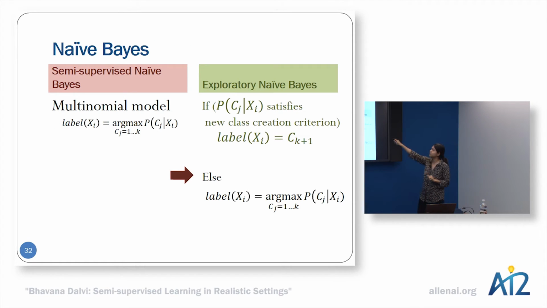For the semi-supervised naive Bayes, it's assuming a multinomial model and picking that label for each data point xi which gives the maximum posterior. We follow the same process, just that we first check whether it satisfies new class creation, and if it does, then the multinomials for that particular new class are initialized with this data point xi and we move forward.